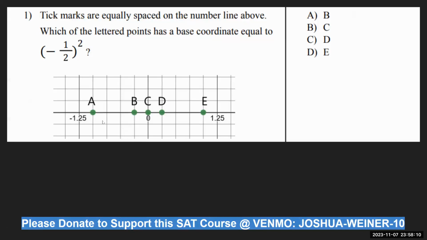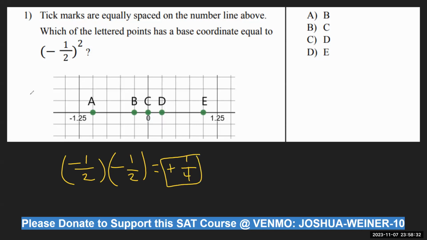Okay, so just looking at the horizontal line, like an x-axis here, it's a number ribbon. What we have to do is negative a half squared. So negative a half times negative a half. Negative times a negative is a positive. A half times a half is a quarter. It says they're evenly spaced. So this is 1 then, right?